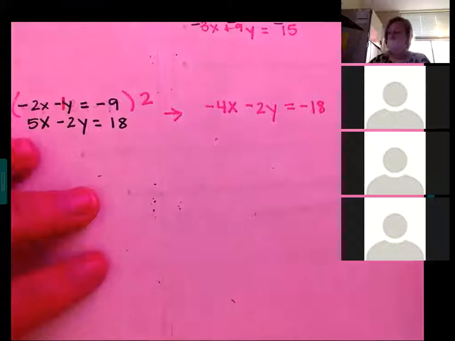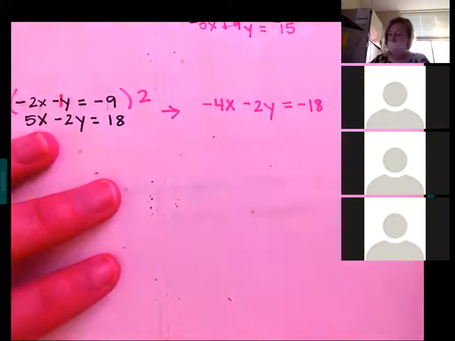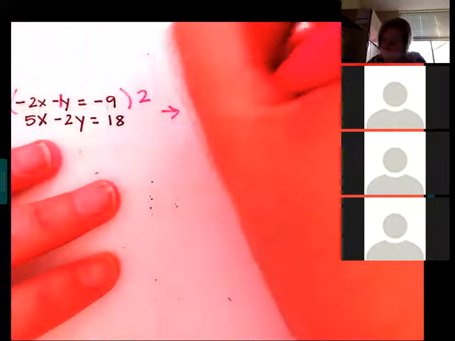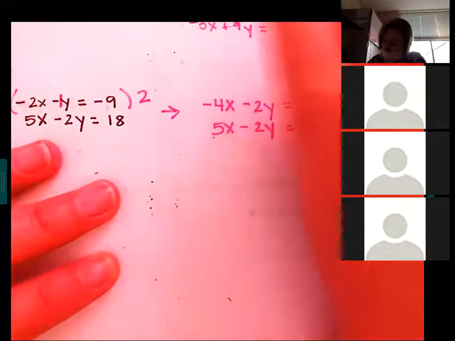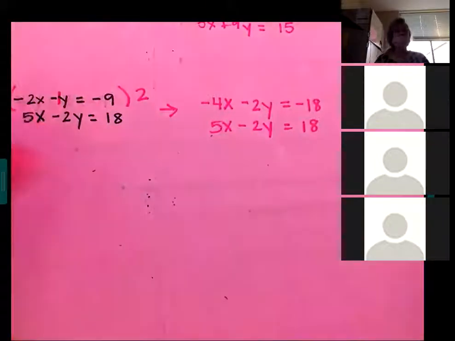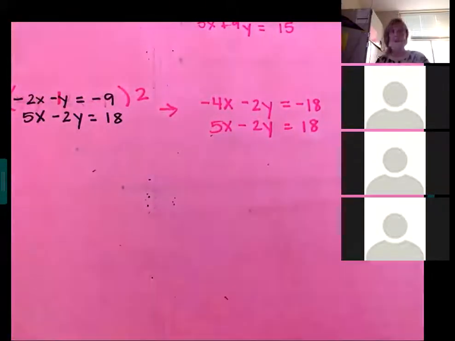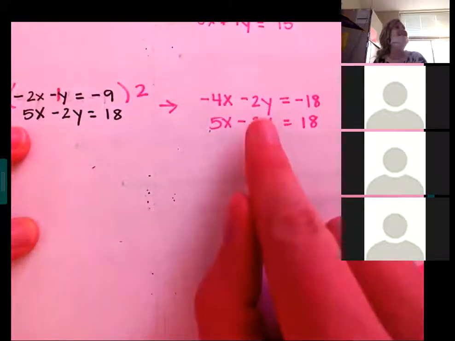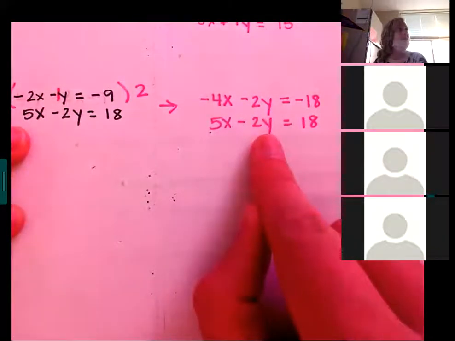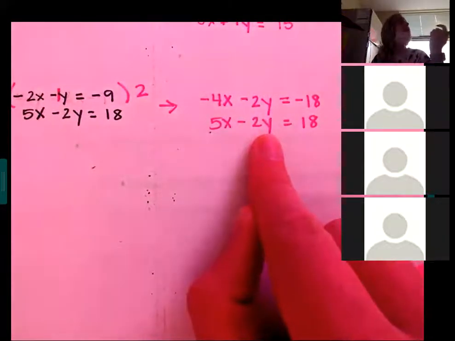And we don't need to do anything to the bottom, right? So I'm going to bring it over. 5x minus 2y equals 18. Yes, we do. Extra credit. Everybody look. The 2y's still won't cancel because they got the same sign. For them to cancel out, the signs have to be different.